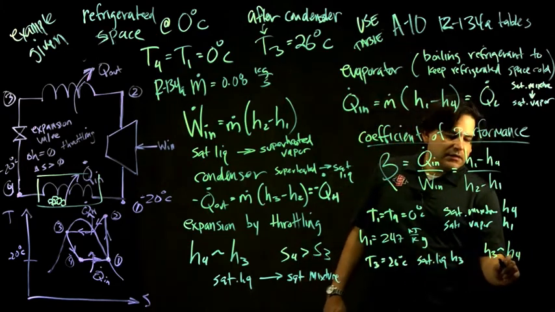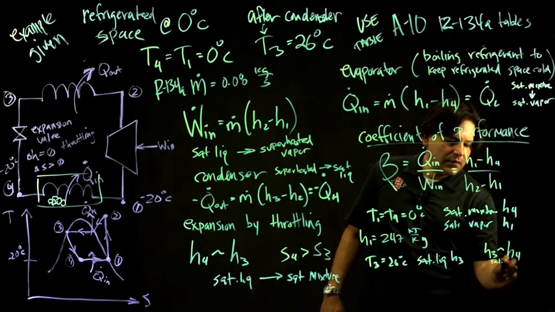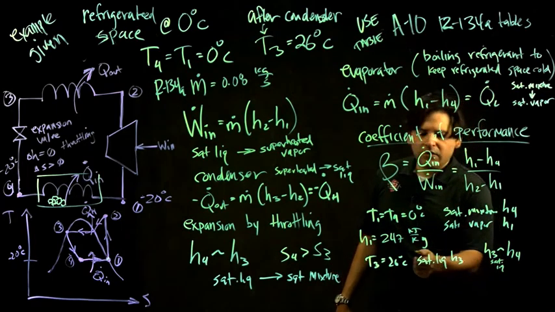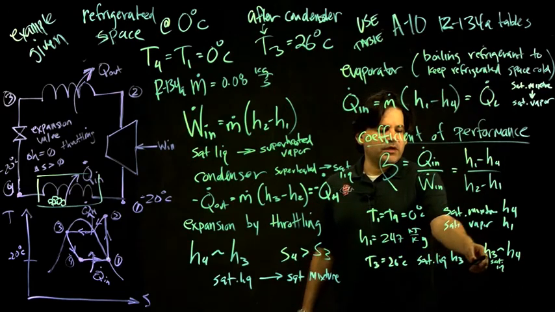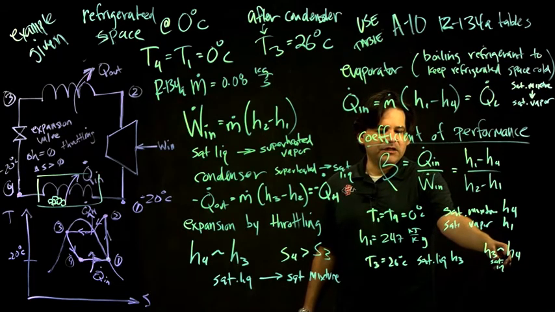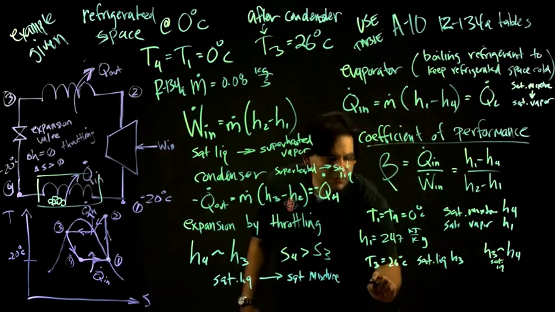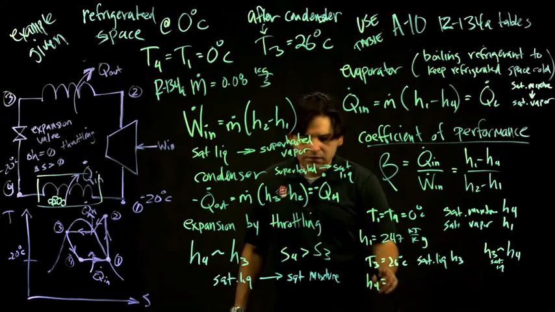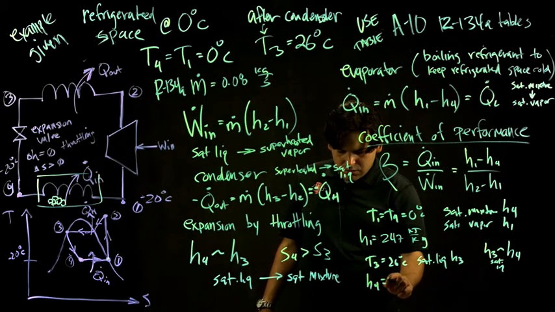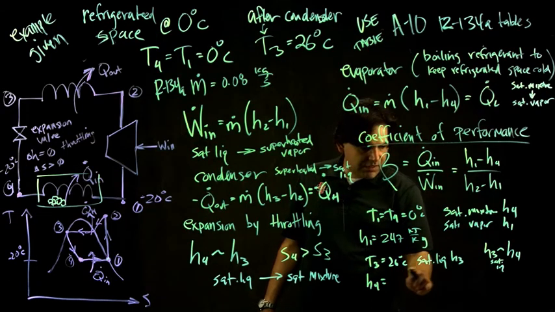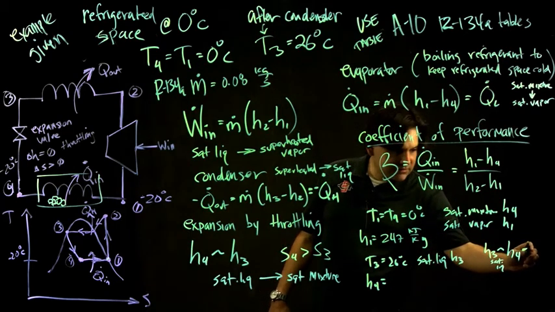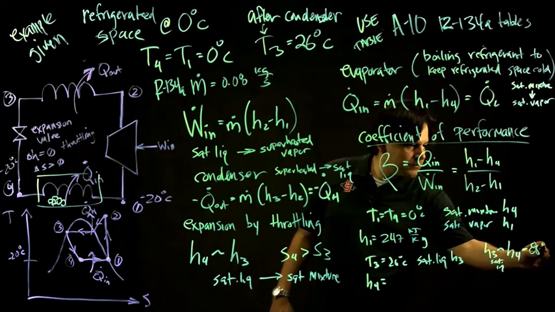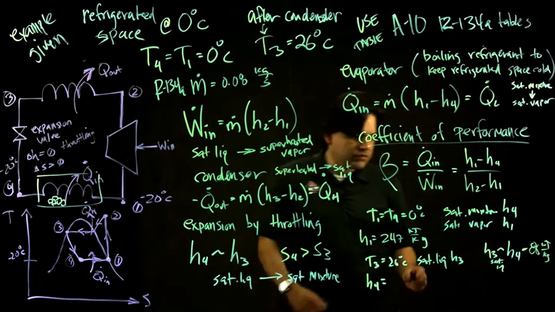So basically, by knowing the temperature after the condenser, we know that it's saturated liquid, we know the enthalpy there, and that gives us H4. So H4 equals H3. Let's say that this is 86. So that's what H4 is.